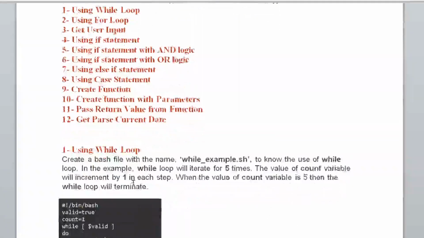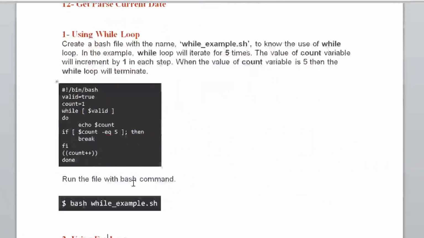So this is our first example here. We're going to create a bash file with the name while_example.sh to know the use of the while loop. In the example, the while loop will iterate for 5 times. The value of the count variable will increment by 1 in each step, and when the value of the count is 5, the while loop is going to terminate. So we have our setup here. We're going to go ahead and create this script and see how it works.